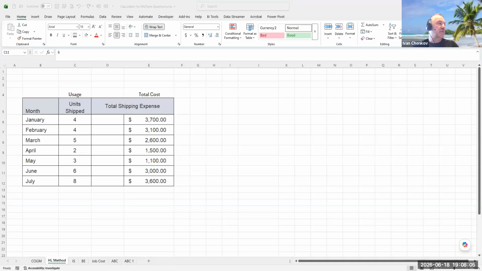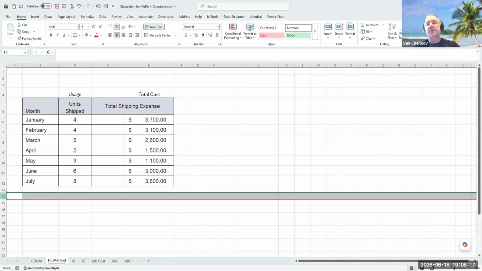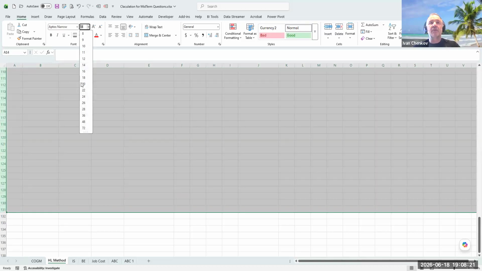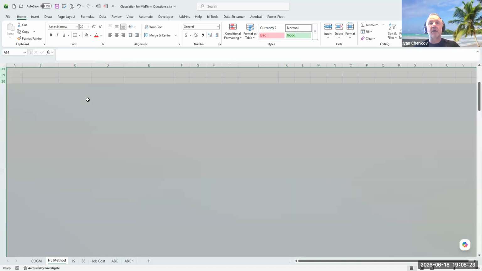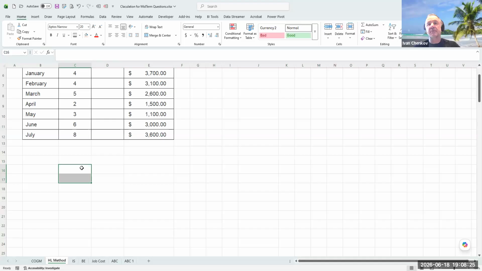And what ChatGPT is going to do is start calculating. It's going to tell you, okay, based on the numbers that you're sending me, if you make 10 shipments, your cost will be that much. Now the question is, can we do this without using ChatGPT? That's the only question.